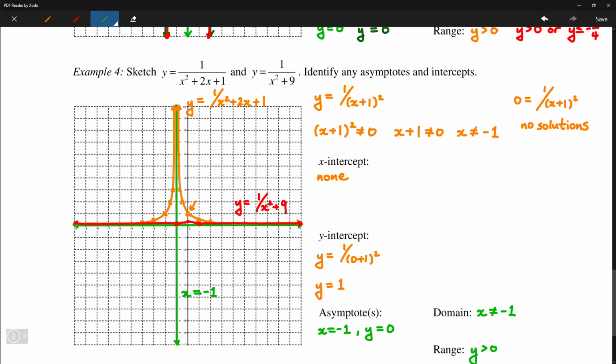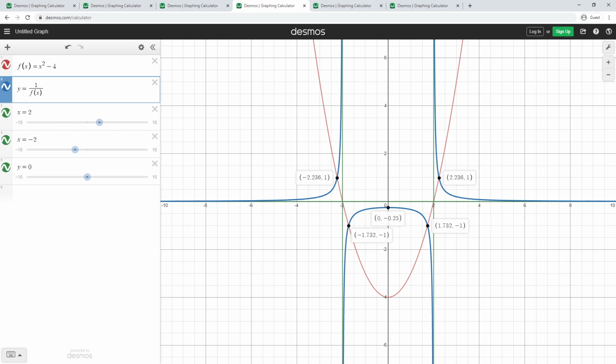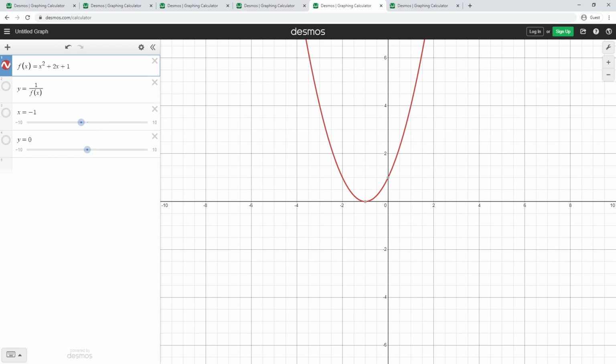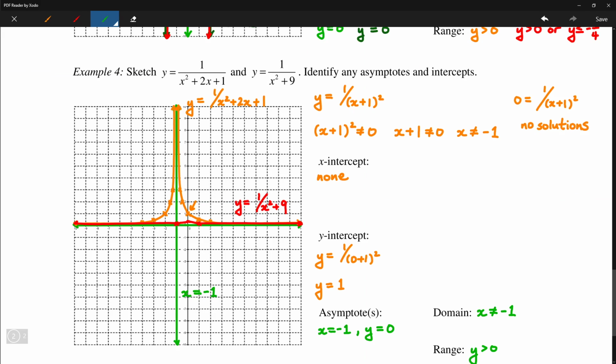Again, if we look at it on Desmos here, here's the original function, here's the reciprocal, and we have the asymptotes. And the invariant points are (0, 1) and (negative 2, 1). Again, that could be found algebraically. Finally, the last graph is y equals 1 over x squared plus 9.